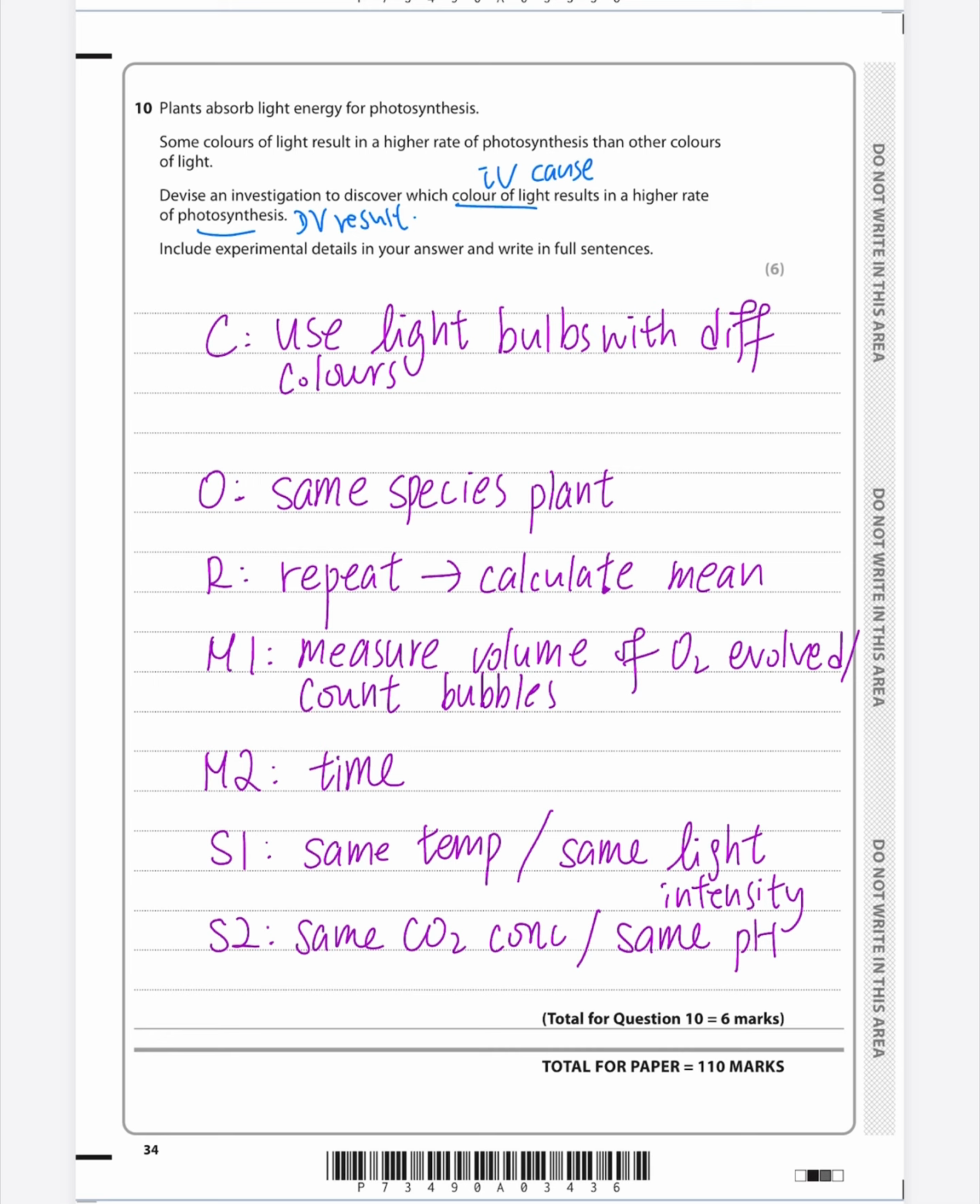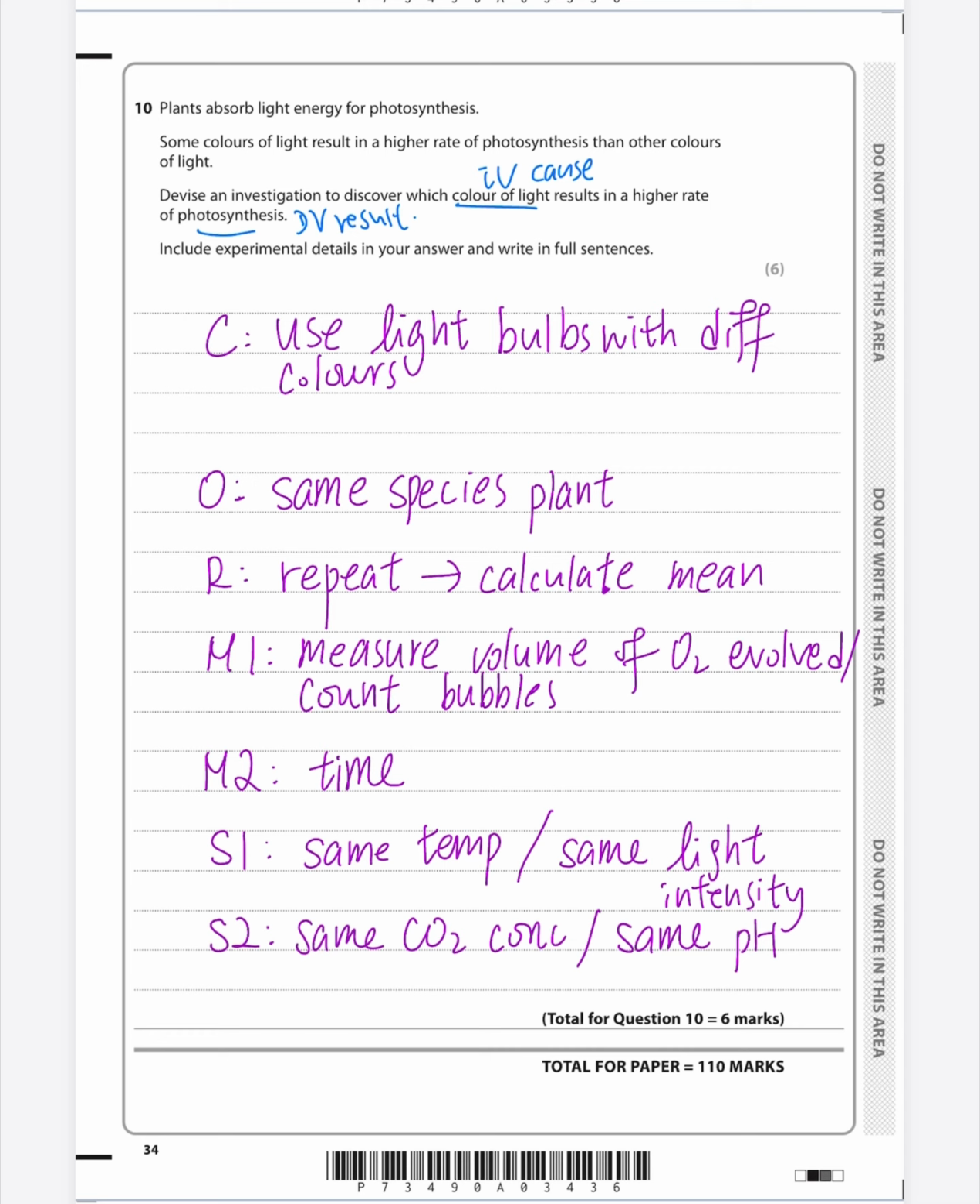So now let's describe how we do the experiment. We say there are 5 directions we need to mention in this type of investigation question. First of all, C stands for change. What should be changed before the experiment in each setup is the color of light. So we use light bulbs with different colors. That is the independent variable of this experiment. So C.